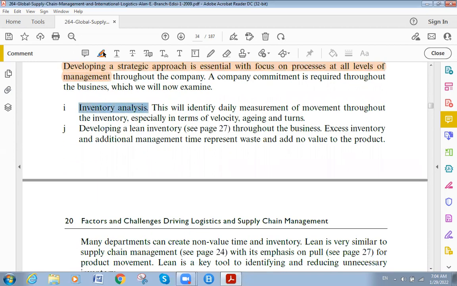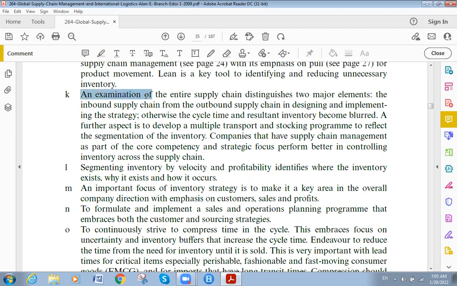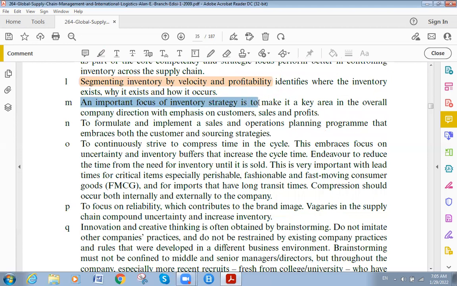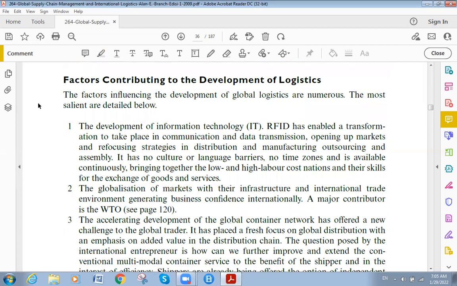So we have to make inventory analysis. We have to develop a lean inventory, which means no need for excess inventory. We have to examine the entire supply chain and distinguish two elements, the inbound supply chain from the outbound supply chain, in designing and implementing the strategy. We have to segment the inventory by velocity and profitability to classify it. An important focus on inventory strategy is to make it a key area in the overall company direction, with emphasis on customer sales and profits, to formulate and implement the sales. Those are the main points which we talk about regarding the inventory.